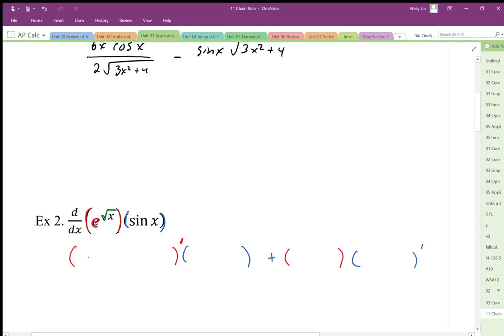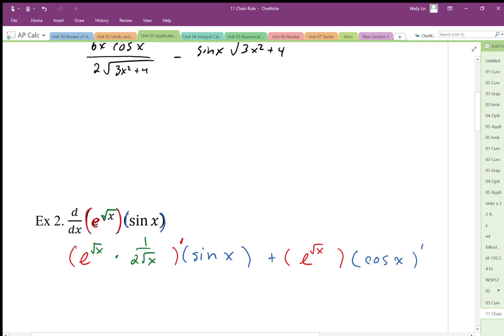So here I'm going to differentiate e, and then I'm going to differentiate the inside. So there's the derivative of the outside times the derivative of the inside function, which ends up being 1 over 2 root x. Okay, so that's the only place I'm going to apply the chain rule. Now I'm applying the product rule on this. So I end up with e to the root x, and then the derivative of sine is cosine. So there it is. There's my derivative.